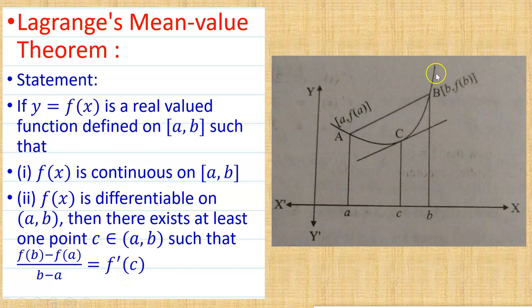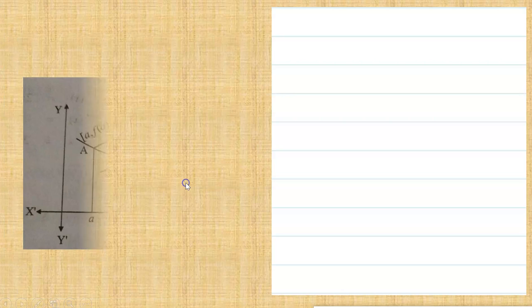Now see this curve. A and B are the two points on this curve. The coordinates of A are (a, f of a) and of B are (b, f of b). AB is the chord. Now we are drawing the tangent at the point C such that C belongs to the open interval (a, b) and f dash of c equals the slope of this chord AB.